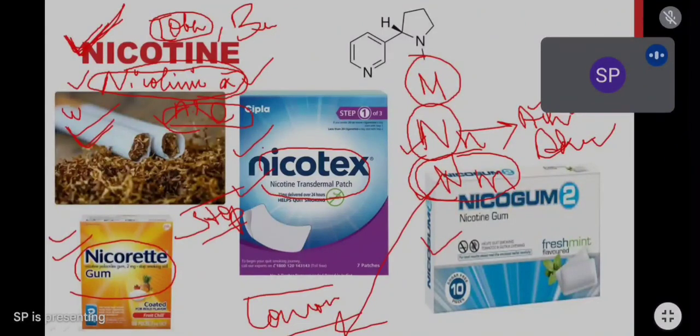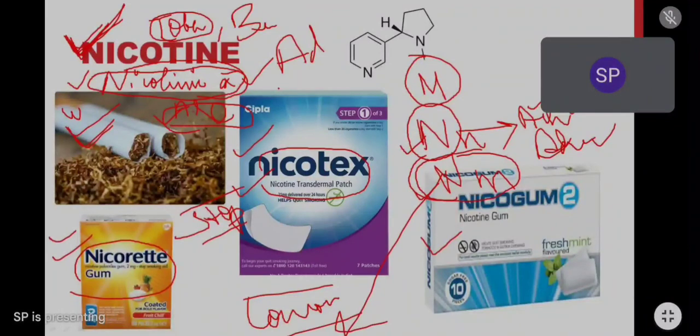Other than this, in other conditions we don't use nicotine. Nicotine is also a very lethal one. Nicotine has addictive property, nicotine has carcinogenic property, nicotine has all CNS properties. And when a patient takes a lot of smoke through the inhalation route, the patient will develop bronchitis, respiratory disorders, asthma can be developed, lung cancer can be developed, many things can be developed.